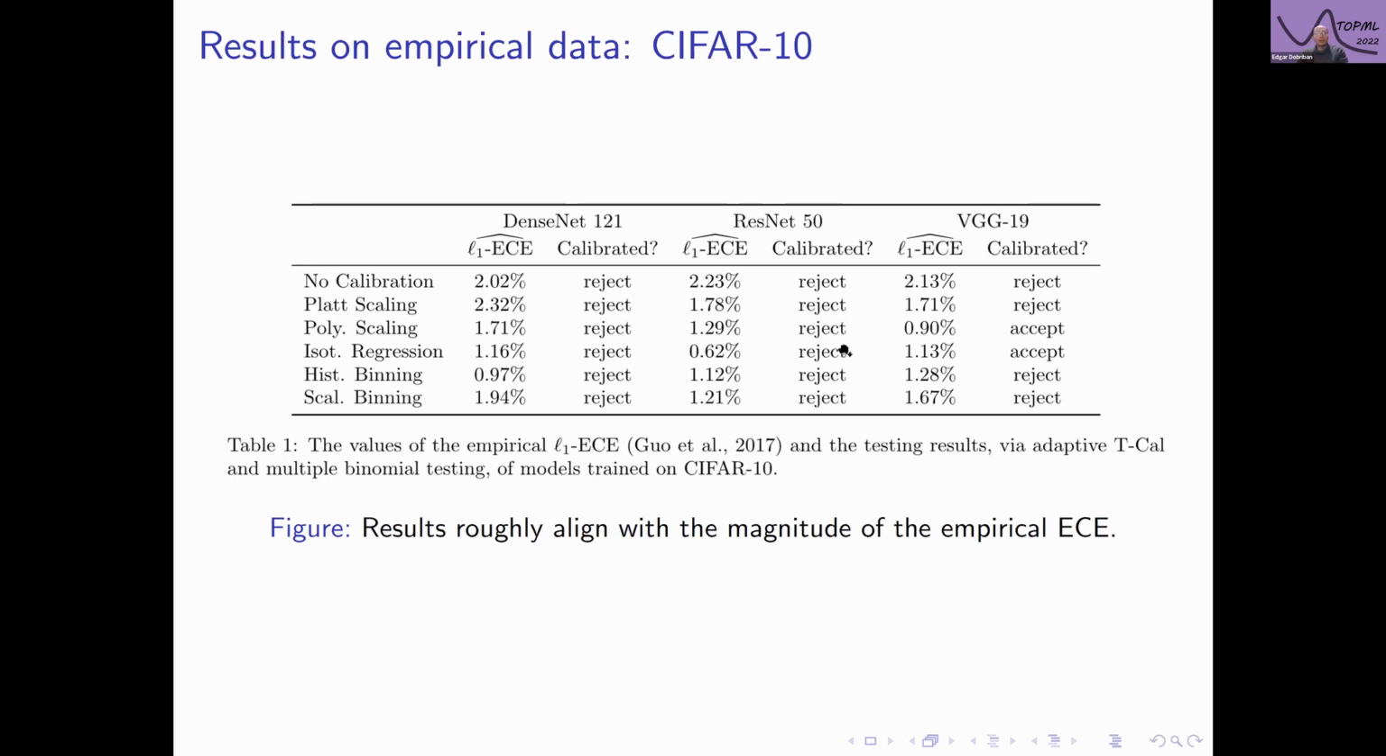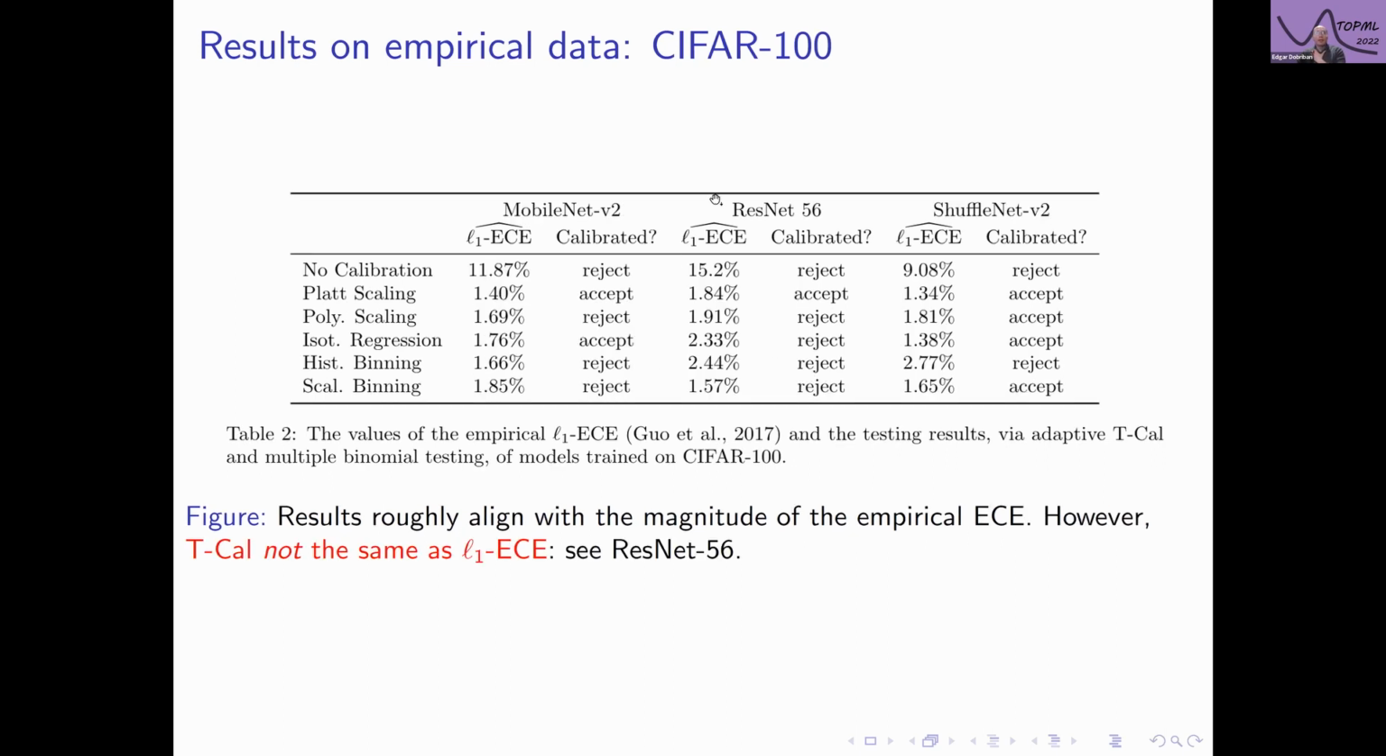So we still reject the null hypothesis of calibration. Somehow the results align with the magnitude of the ECE, but our test statistic is different, so it's not always the same. For instance, here in this CIFAR-100, if we look at the ResNet-56, we can see that this flat scaling is accepted with a 1.84% L1 ECE, but the scaling binning has a smaller L1 ECE and it's still rejected. So our test statistic is not the same as L1 ECE.